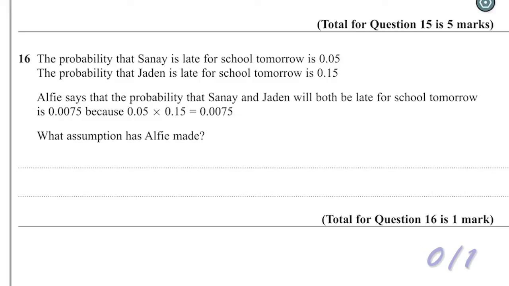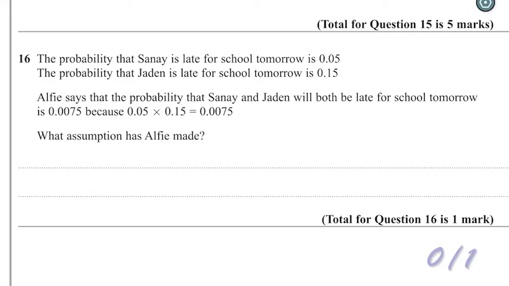Well, the problem here is we don't know if Jaden and Sinai have an effect on each other being late. They might not know each other at all, and these are just their percentages. Or perhaps Jaden and Sinai are friends. Jaden's a bad influence on Sinai. He's often late, and he tries to convince Sinai to be late with him as well. Maybe they go to a shop for some sweets or something. So maybe the 5% of the time that Sinai's late, Jaden's late as well. They're always late together, but Jaden's just late more often. So we don't know if these probabilities have an effect on each other.